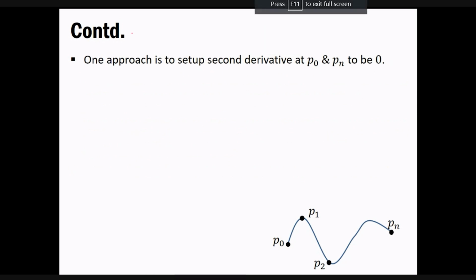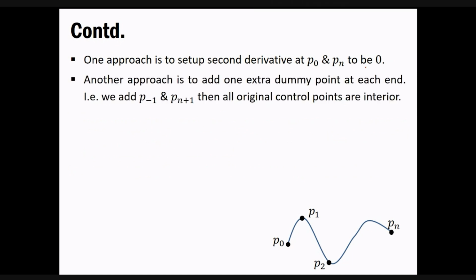So one such approach is to set up the second order derivative at p0 and pn to be 0. It is of no use to us, so we will put it as 0. And another approach is to add one extra dummy point at each end. So we add p minus 1 and pn plus 1, then all the control points are interior. Right now, what are our interior points? There are only two, that is p1 and p2. You just visualize this. We have two things in between the starting and end point, that is p1 and p2.